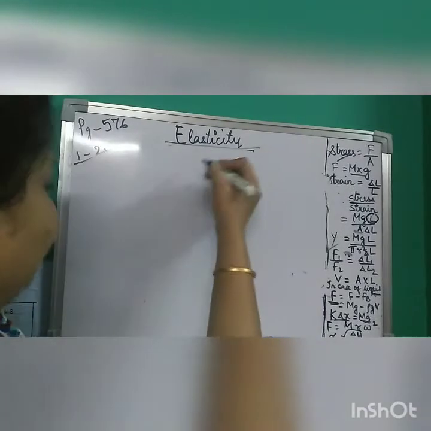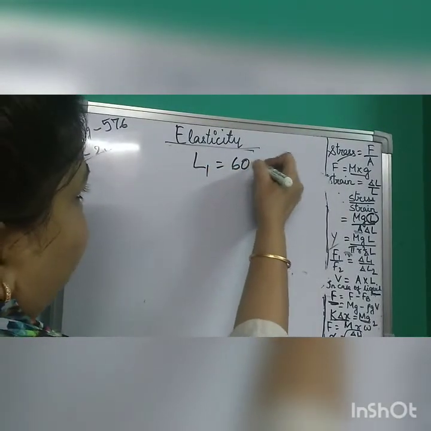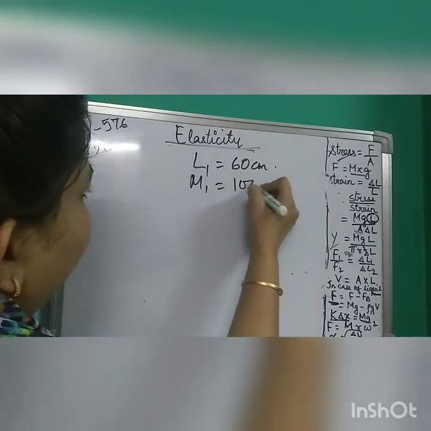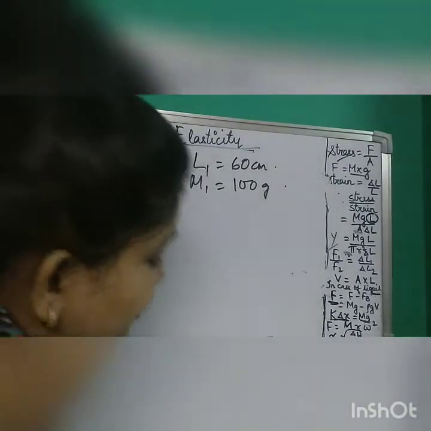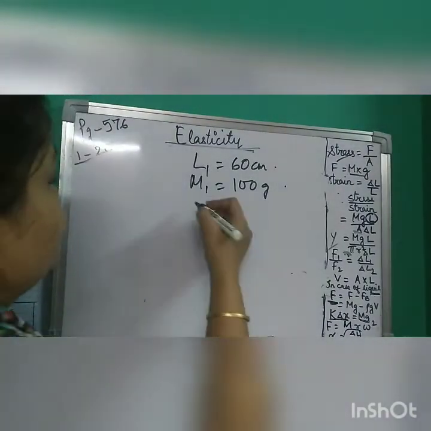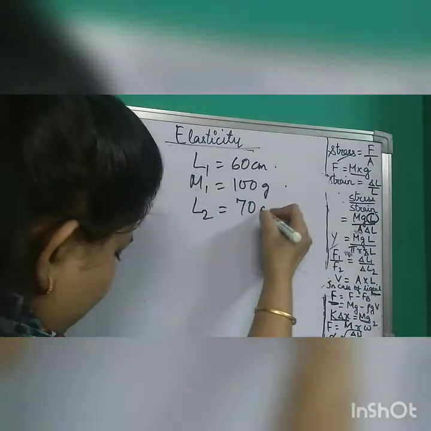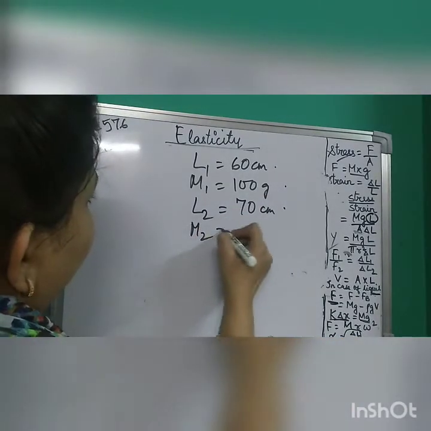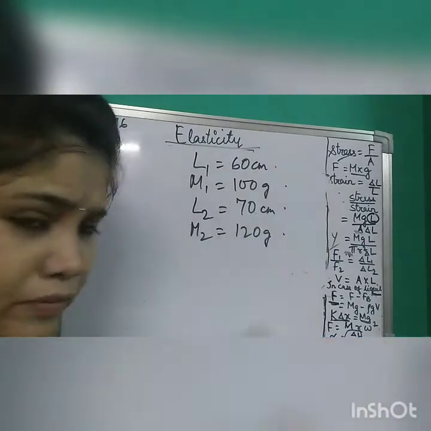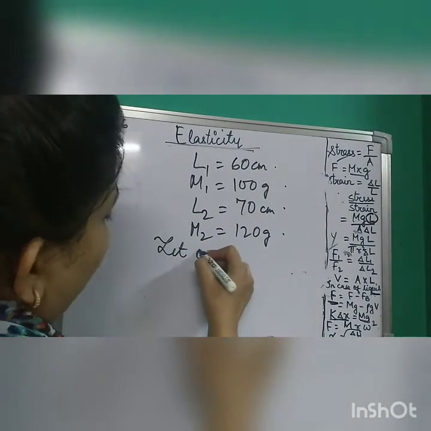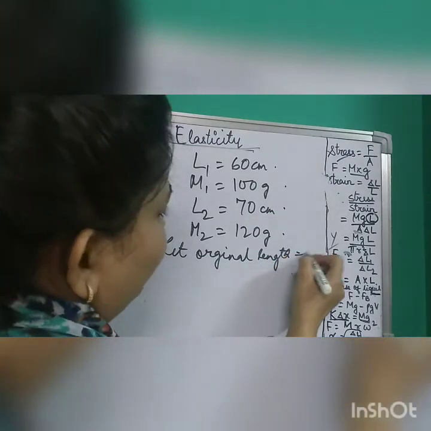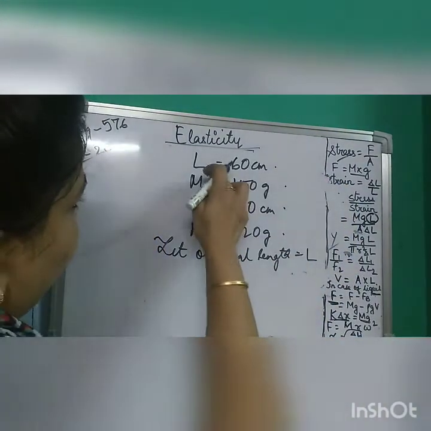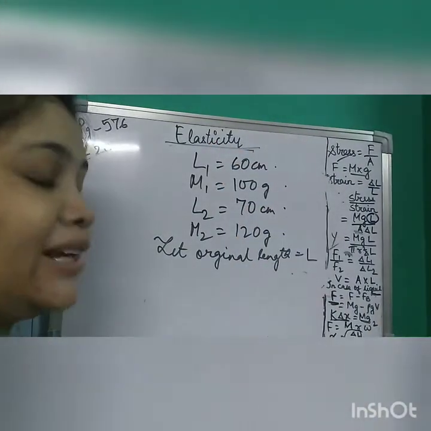So what is given? Let me write L1 is 60 centimeter under weight M1 given as 100 gram. What else is given? The length becomes 70 centimeter under a weight, so L2 is 70 centimeter, under weight M2 given as 120 gram. Okay, so let us take the original length. Let the original length be L.